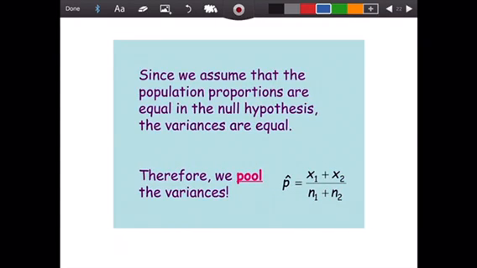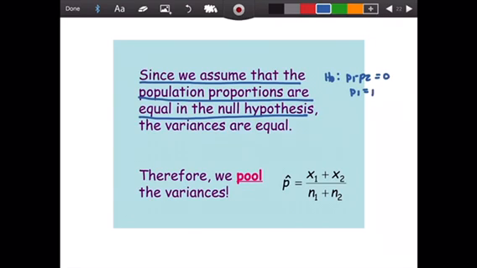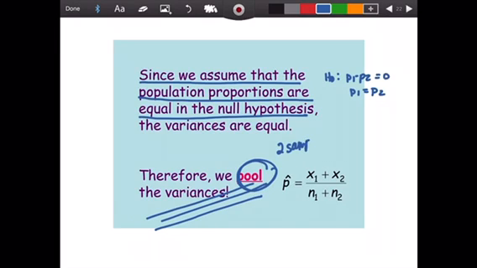Now, when we're calculating these, we are assuming that the population proportions are equal in the null hypothesis, right? That the difference is 0 or the two population proportions are equal. So we're assuming the variances are equal, so we pool the variances when we're dealing with two sample proportions. This is different than two sample means. When we pool the variances, we're actually taking a look at this calculation here.